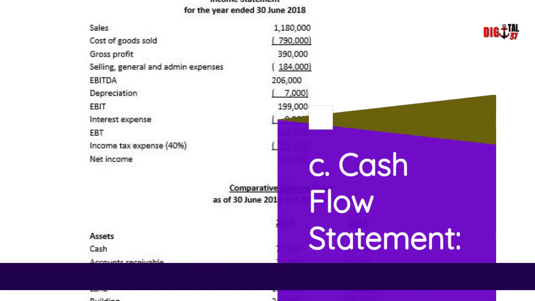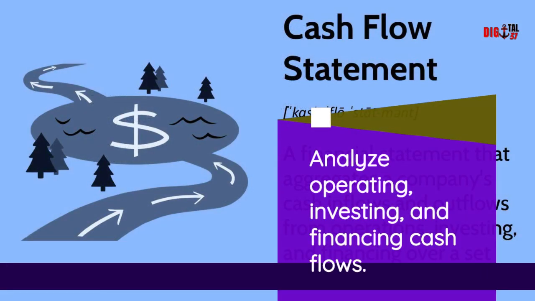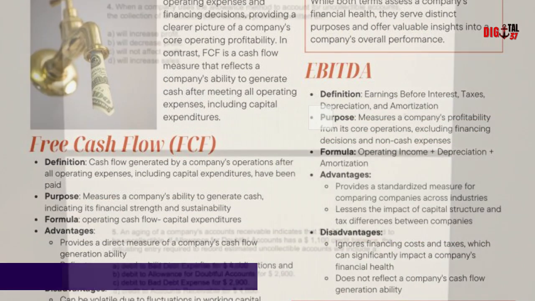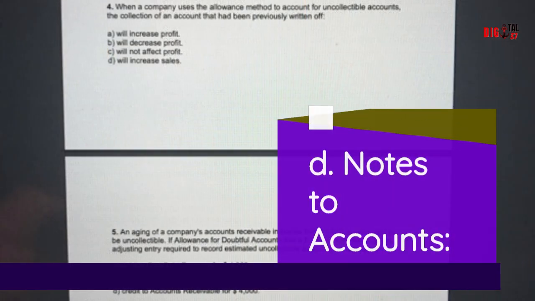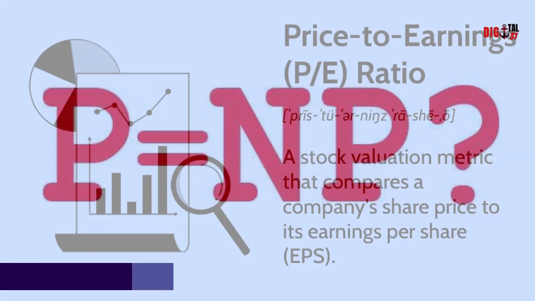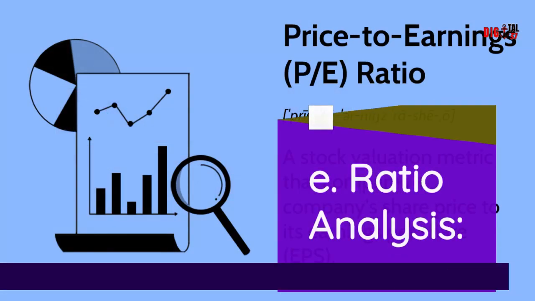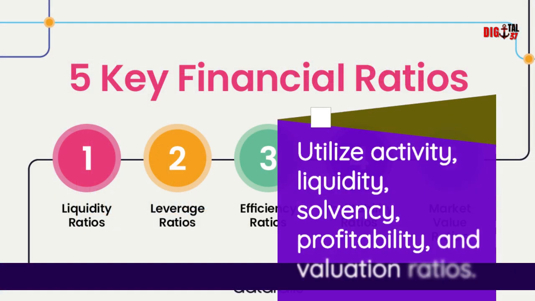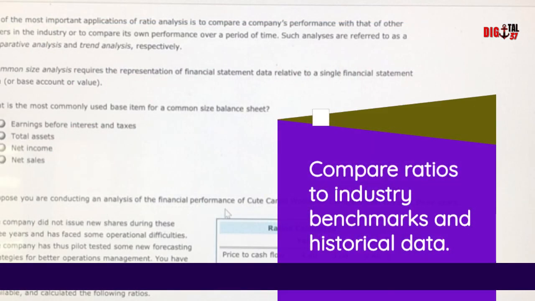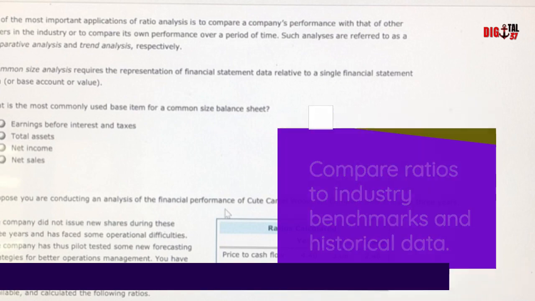C. Cash flow statement. Analyze operating, investing, and financing cash flows. Assess the company's ability to generate and manage cash. D. Notes to accounts. Pay attention to accounting policies, contingent liabilities, and any exceptional items. E. Ratio analysis. Utilize activity, liquidity, solvency, profitability, and valuation ratios. Compare ratios to industry benchmarks and historical data.